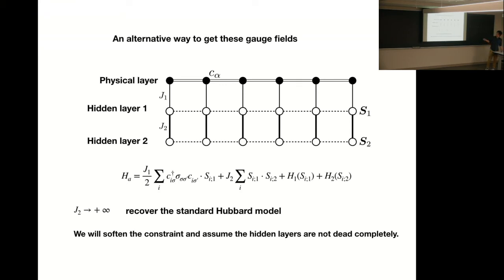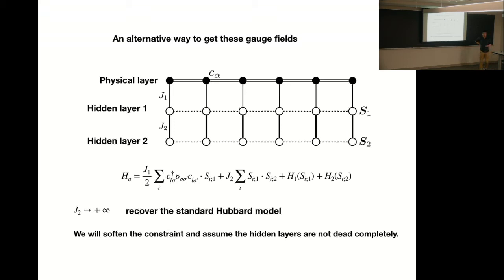So in this Hamiltonian, you can also introduce some parton, which can recover the gauge theory I just described. Sorry, what's the dimension of this model? 2D. Every layer is a 2D square lattice.